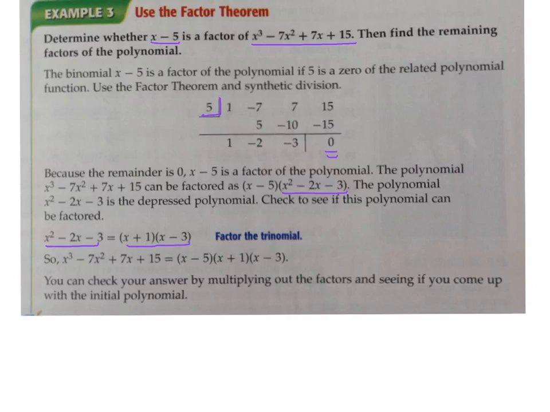So now we know that x to the third minus 7x squared plus 7x plus 15 equals x minus 5 times x plus 1 times x minus 3, which, because we already know this, lets us know that this is a polynomial of degree 3 with a 0 at x equals 5, a 0 at x equals negative 1, and a 0 at x equals 3, which tells us it's crossing the x-axis 3 times and tells us a lot about the graph. So go ahead and do the check your progress. Good luck!